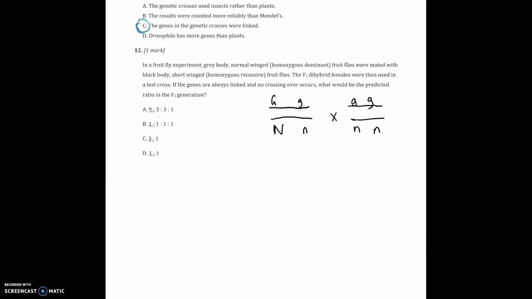So you correctly remembered that normally a dihybrid heterozygous test cross will give a 1 to 1 to 1 to 1 ratio. But in this instance, it says the genes are always linked and no crossing over occurs. So in this situation, sorry, ignore what I've just written there, I was having a senior moment.